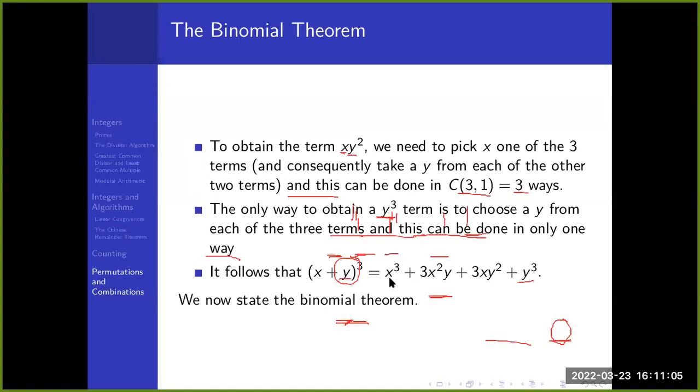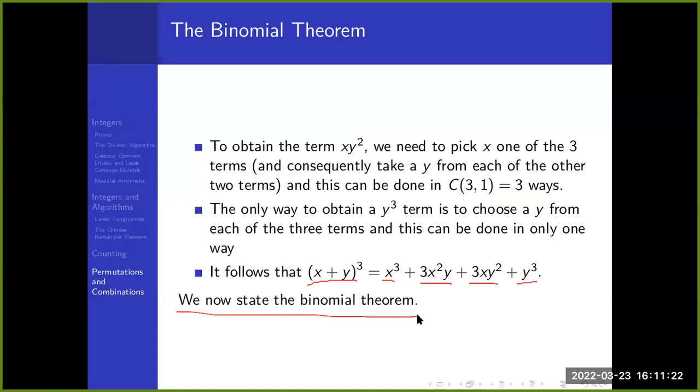So now that you have all the coefficients, you can write out the expansion of this binomial. x plus y raised to 3 will be equal to x cubed plus 3x squared y plus 3xy squared plus y cubed. So this will serve as an example as we continue to state the binomial theorem.